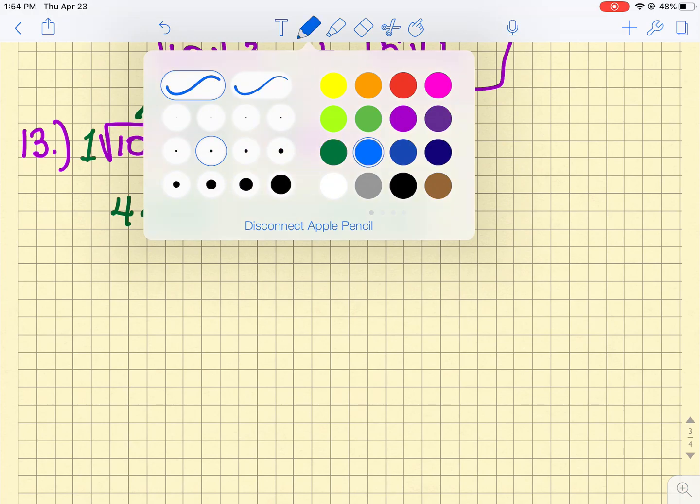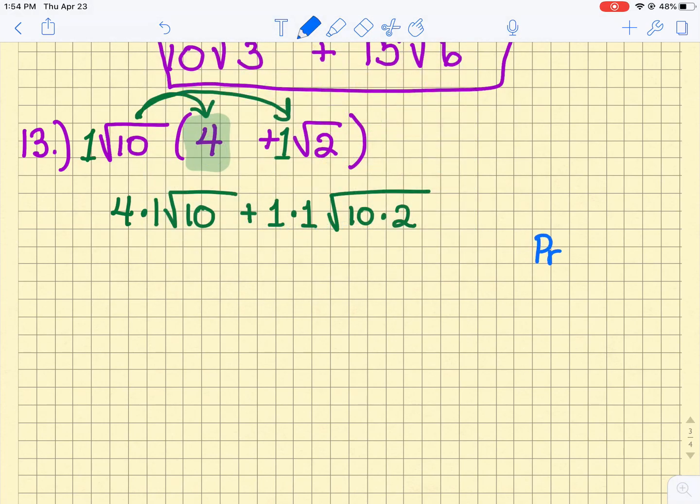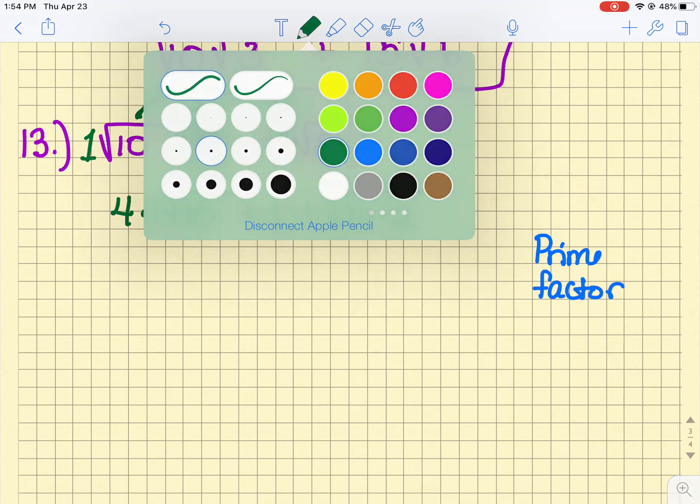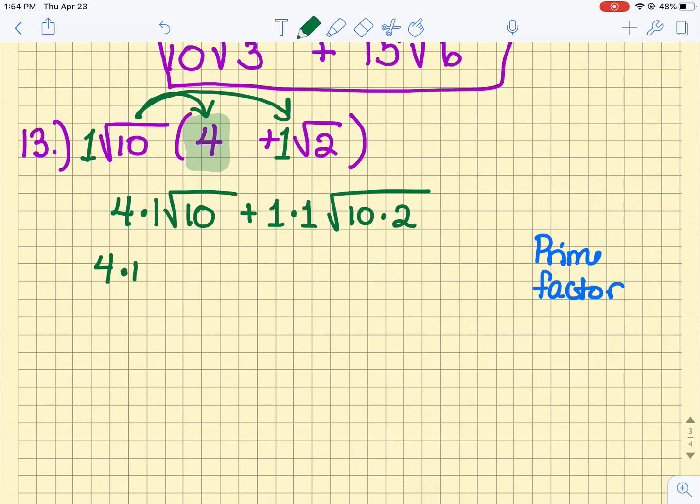And then the next step is to prime factor. So I'm going to prime factor on this next step. We have a 4 times 1, and 10 can be prime factored into 2 times 5. Let me fix that 5. Okay. Then we have 1 times 1. And then I'm going to factor the 10, which is 2 times 5. And the 2 is already prime.